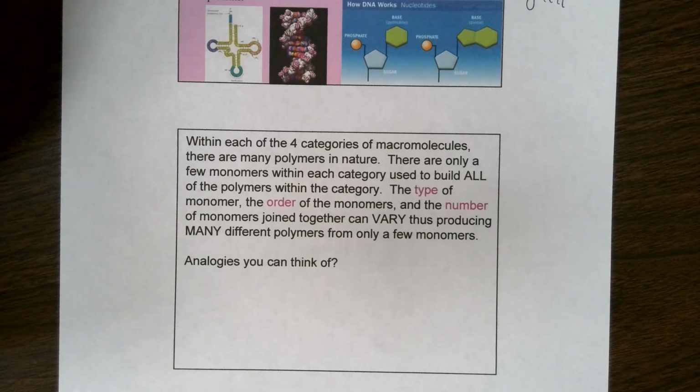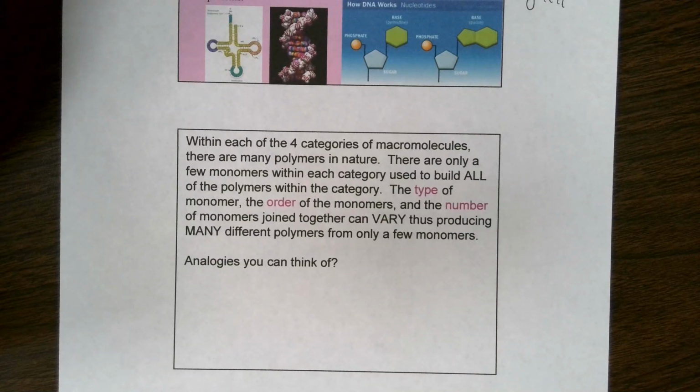All right, so this slide here says within each of the 4 categories of macromolecules, so carbohydrates, lipids, proteins, and nucleic acids, there are many polymers in nature. Okay, there are only a few monomers within each category. Proteins, we've got the most monomers though. So remember, we've got the most variety in nature within that category. The others, all 3, less variety because there are fewer monomers, right? Let's see, so all of those handful of monomers essentially are the 20 amino acids in proteins.